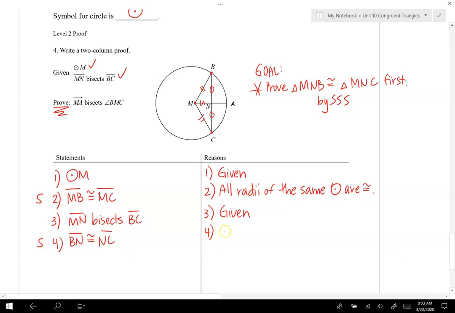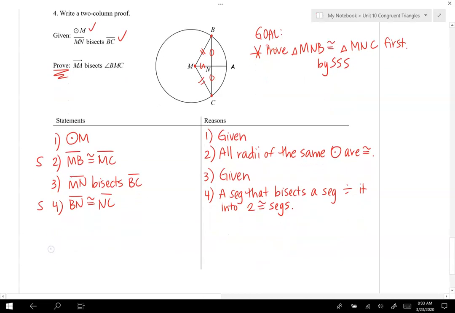So if you look at step 3, a segment that bisects another segment divides it into 2 congruent segments. That's all. You're just telling me in your reasons what happened. Okay? And then our last set of sides is that reflexive side. So MN is congruent to MN, segment MN, by reflexive property. Super useful.